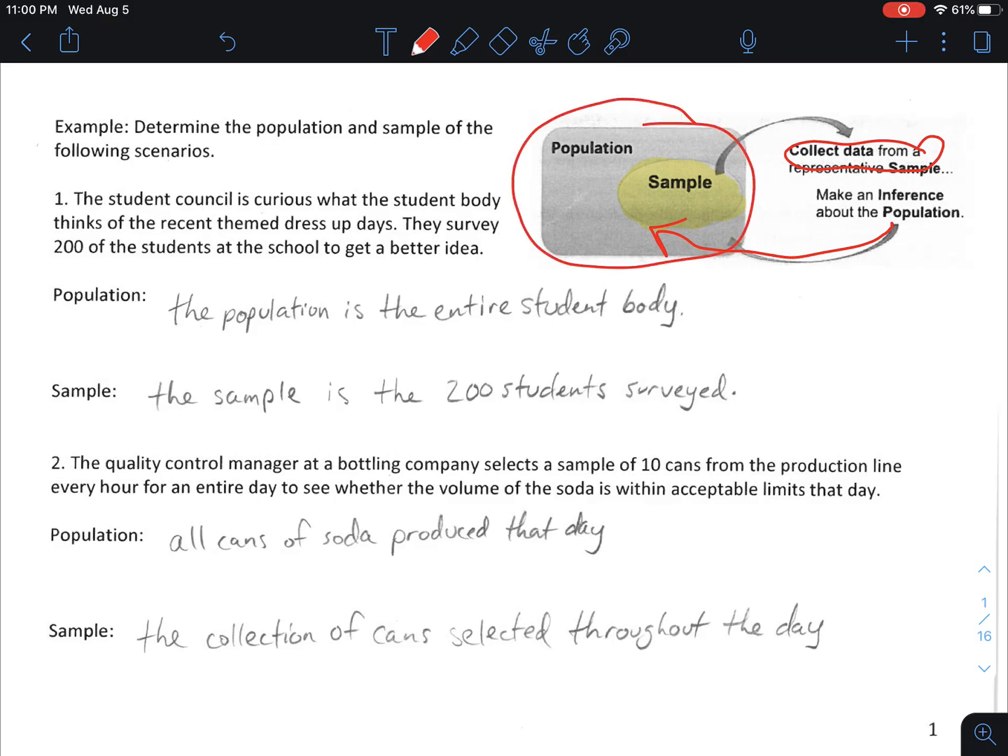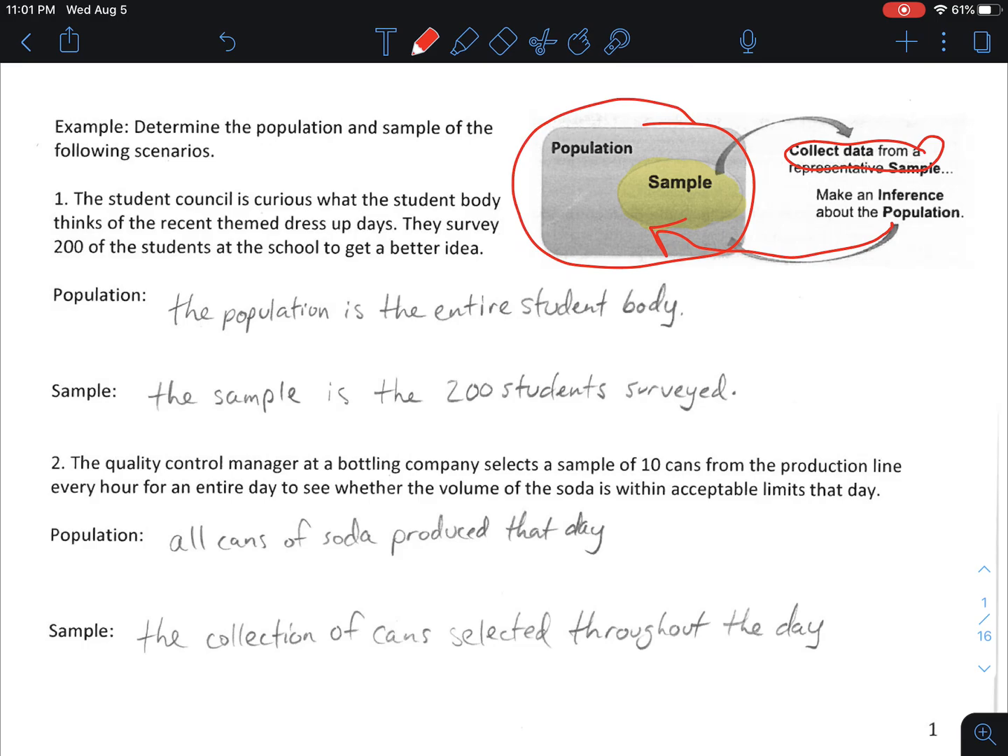Okay? So, example 1 here. A student council is curious what the student body thinks of the recent themed dress-up days. They survey 200 students at the school to get a better idea. So the population, who are all of the people we want to know something about? Okay, and this is where this class is super important: using context, using wording. You don't just say student body. You say the population is the entire student body, right? You've got to use all the words. Complete sentences or phrases in this class.